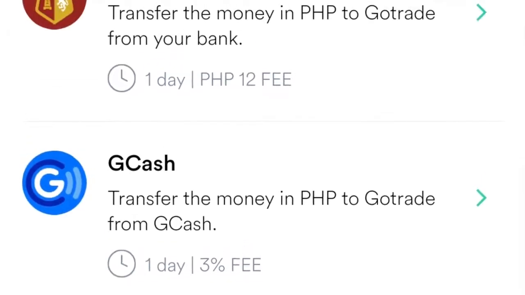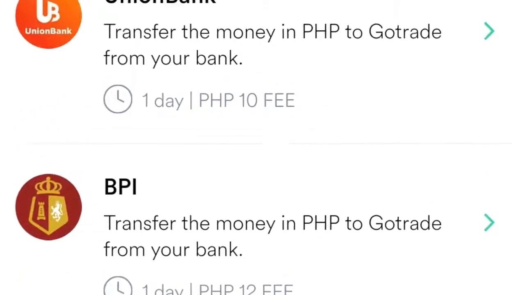To be completely transparent and to expose the fees related to Gotrade and eToro, the good thing about eToro is that your deposits are free. Of course, the minimum at eToro is much higher at $50. For Gotrade, the minimum deposit is just $1, but they do have a deposit fee depending on the bank that you're working with. So for GCash, it's actually 3%. For BPI, it's at 12 pesos. And what I personally use is Union Bank, which has the lowest fees at 10 pesos. So computing for this, you would actually have to deposit at least $30 so that the 10 peso deposit fee still comes out lower than your deposit via eToro.